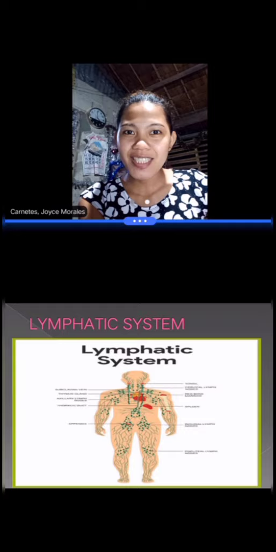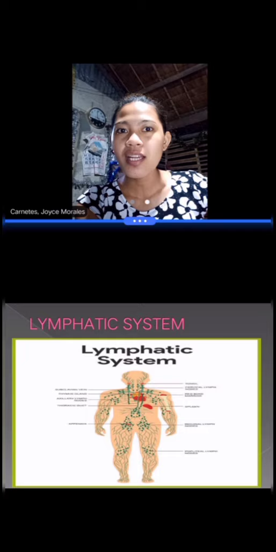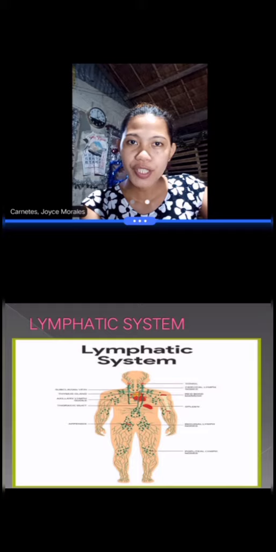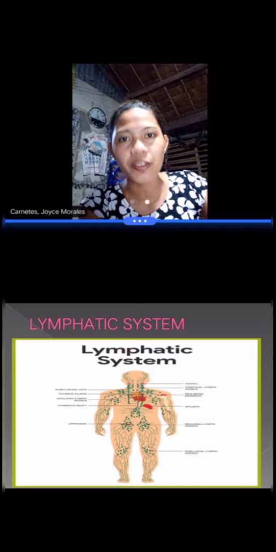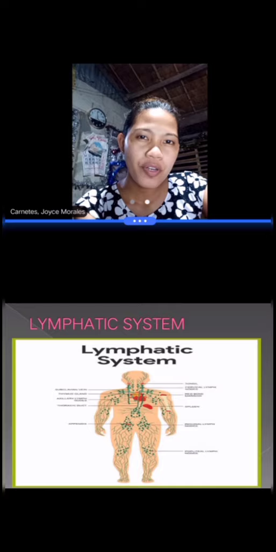Lymphatic system has four functions. It maintains fluid levels in the body, absorbs fats from digestive tracts, protects the body against foreign invaders, and transports and removes waste products and abnormal cells from the lymph. So, let me discuss to you the different parts of the lymphatic system.